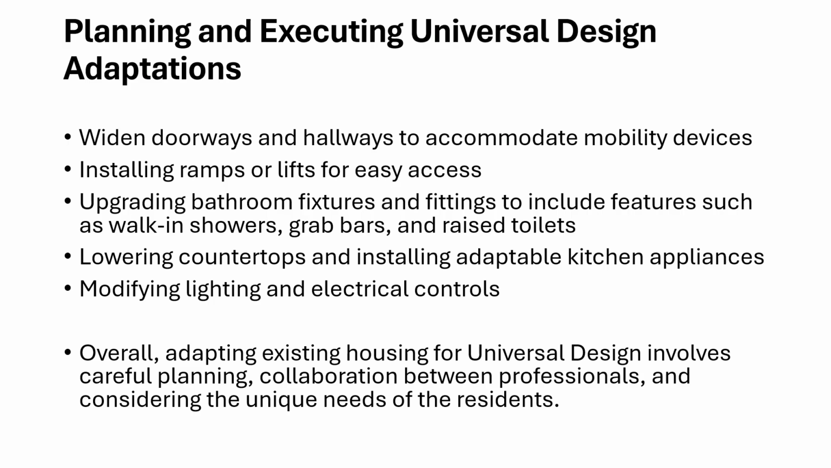There's the idea of lowering countertops and installing adaptable kitchen appliances and modifying lighting and electrical controls. If you lower light switches, not a huge amount, maybe a foot, and you raise plugs, it will make no difference to somebody who is able-bodied.